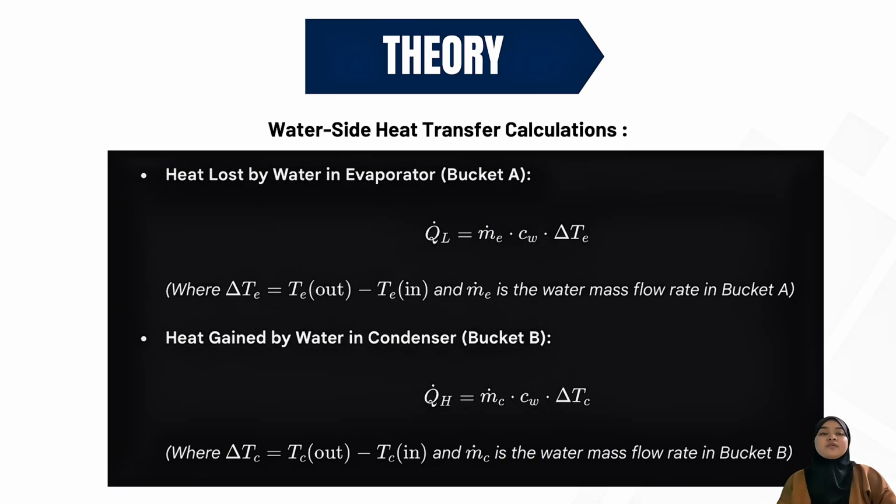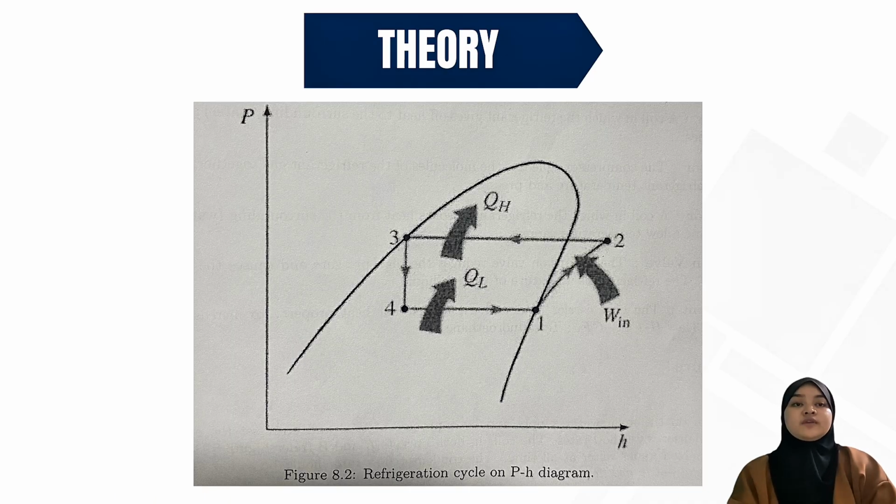To evaluate thermal performance, we calculated the heat loss in the evaporator using QL equals MC delta T, and the heat gain in the condenser QH equals MC delta T, where delta T is equal to T out minus T in, and M is the water mass flow rate. The pressure-enthalpy diagram or p-h chart visually maps out the cycle against the refrigerant saturation zones, plotting pressure vertically and enthalpy horizontally.